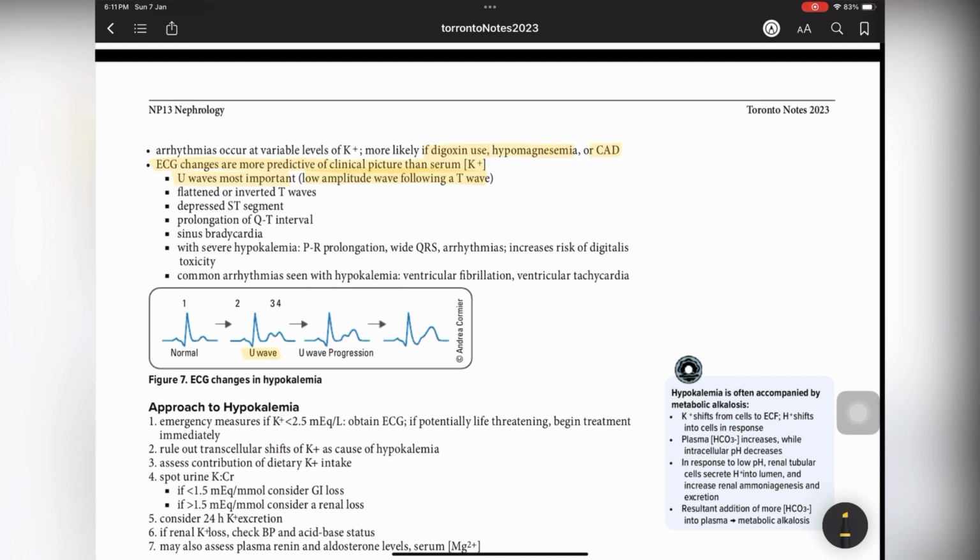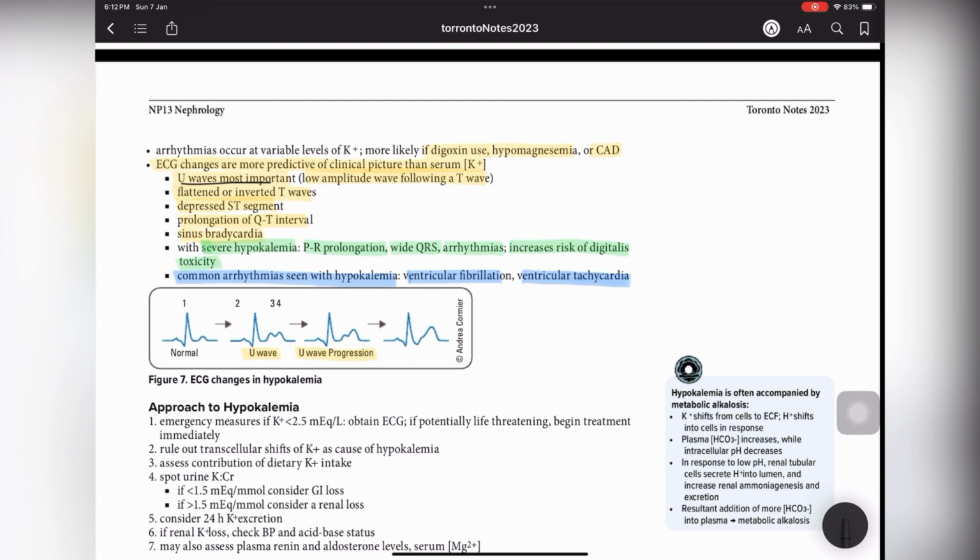We can see in the picture there is a T wave, and after the T wave there is another curve that is the U wave. Okay, and there's U wave formation, and then there are inverted T waves, a depressed ST segment, and prolongation of the QT interval with sinus bradycardia. In severe hypokalemia, it may present with PR prolongation, wide QRS, arrhythmias, and increased risk of digitalis toxicity. Common arrhythmias seen with hypokalemia are ventricular fibrillation and ventricular tachycardia.